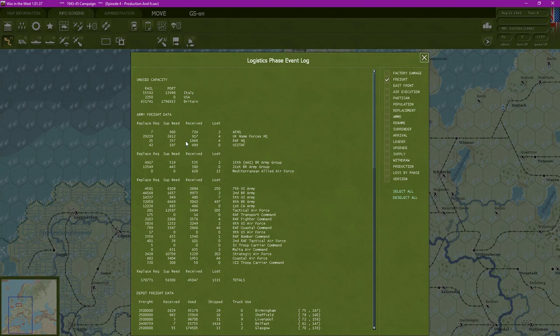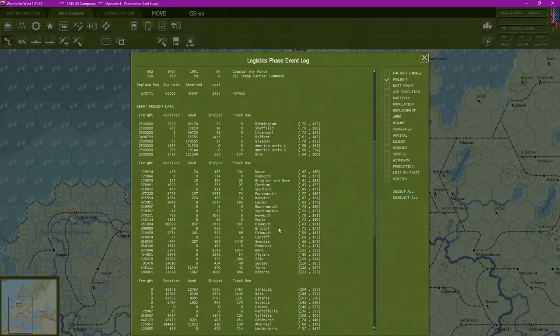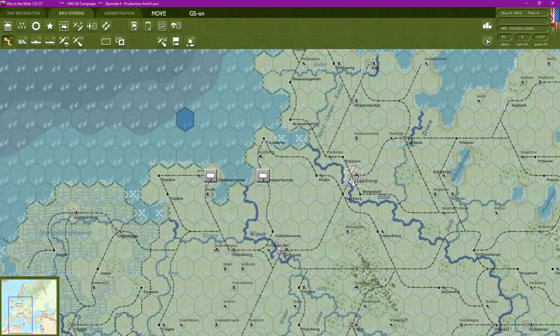Okay, army freight data. As we can see here, 8th British Army received 3,042 tons of freight. The 5th US Army received 480, the 2nd British Rifle Army 9,973 tons, 7th US Army 2,884. Okay. So I think the issue is the distribution from a higher level headquarters. Supply is flowing, but it's not flowing effectively from the army headquarters. So we do need to improve this situation.